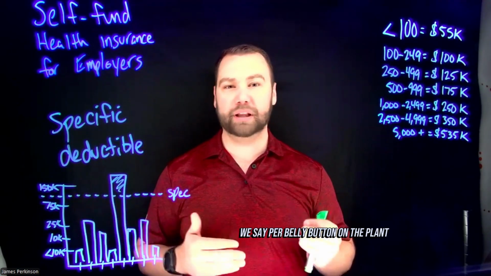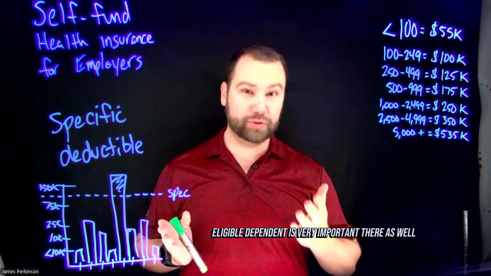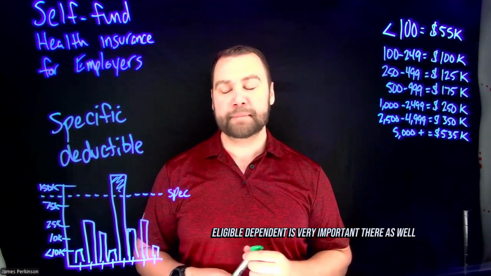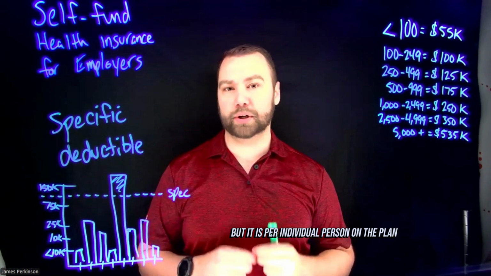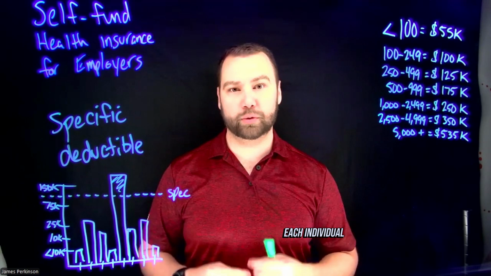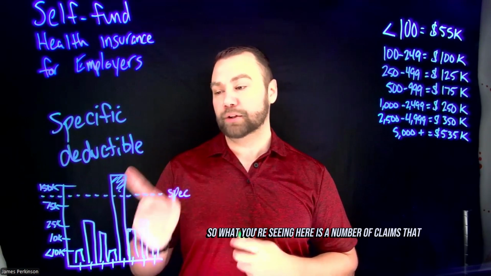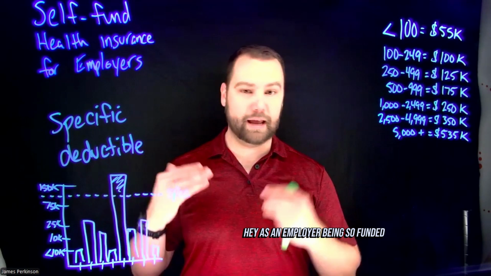We say per belly button on the plan. So that could be for an employee, a dependent, eligible dependent is very important there as well. But it is per individual person on the plan. So even though a family might be enrolled on the plan, each individual person has their own specific deductible tied to that amount here.